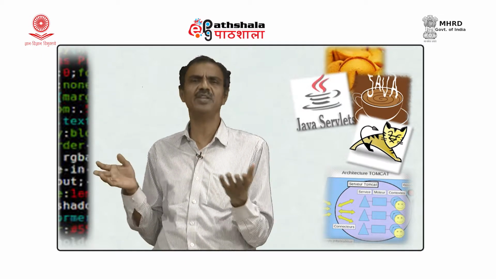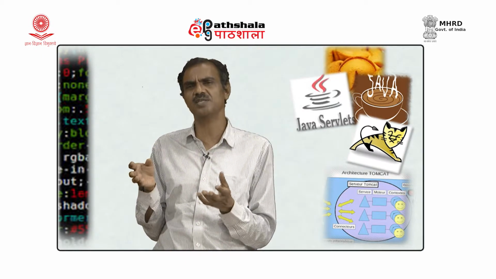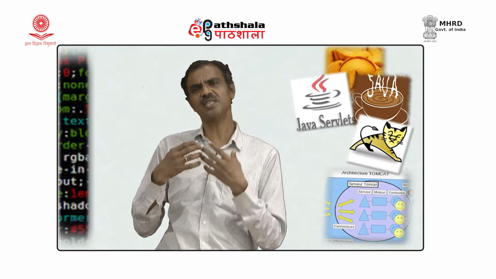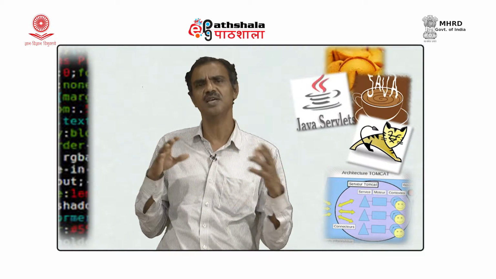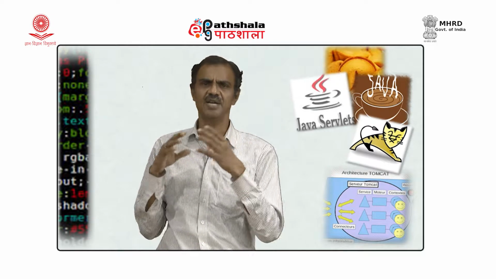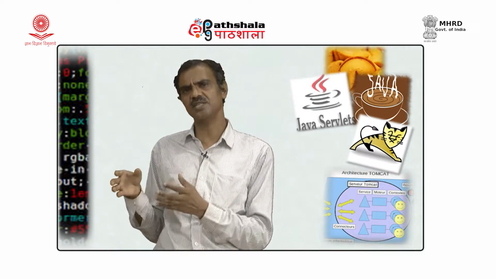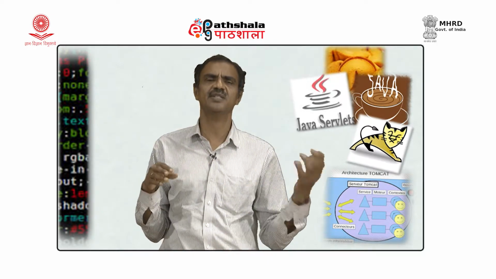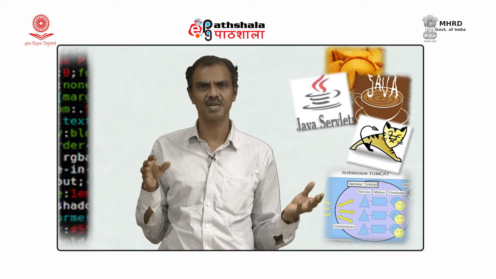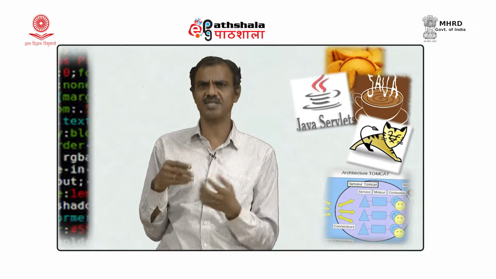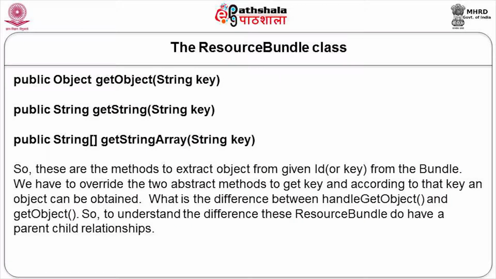Another very common case could be, instead of just a single string, a string array. So we have these three equivalent methods, and the only difference is the casting: getObject with no casting, getString, and getStringArray, where the values are cast to a string or a string array. These are the methods to extract, for a given key, the object from the bundle.